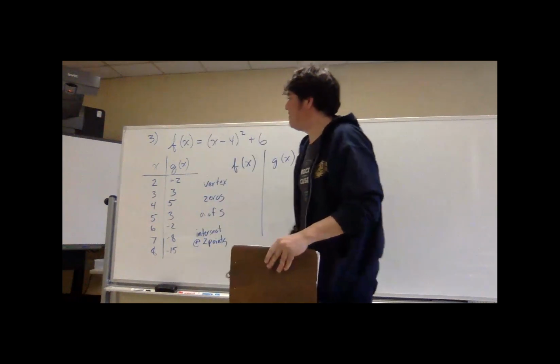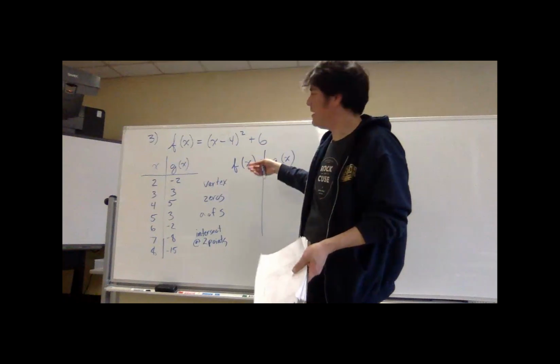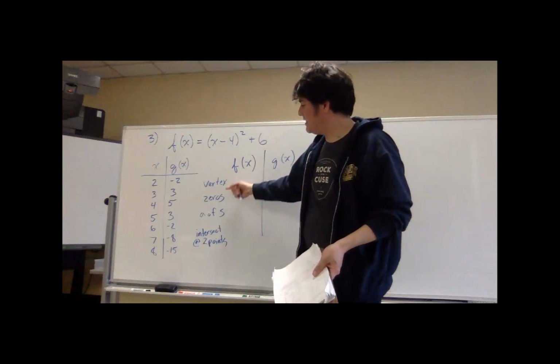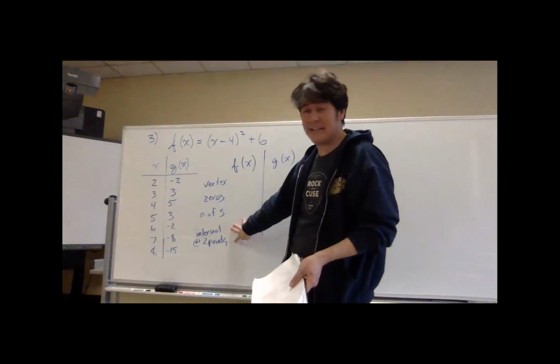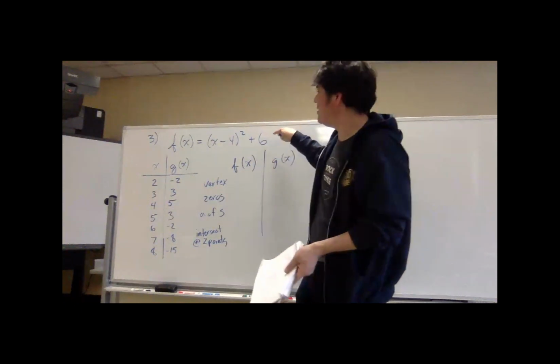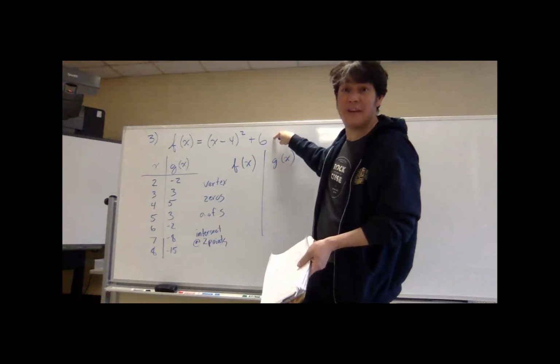Well, let's start with f of x. That's the most fun one here because there's actually kind of a little puzzle that goes along with it. If we want to figure out what the vertex, the zeros, the axis of symmetry, and we'll have to save the intersect at 2 points for a little bit later. But what I do want to do is take a look at the graph on our calculators of f of x.